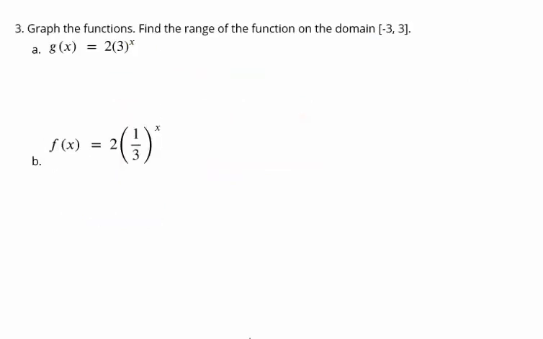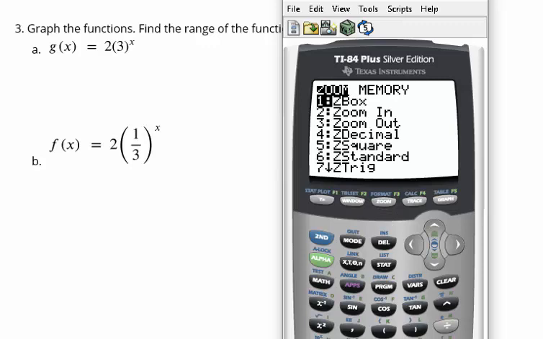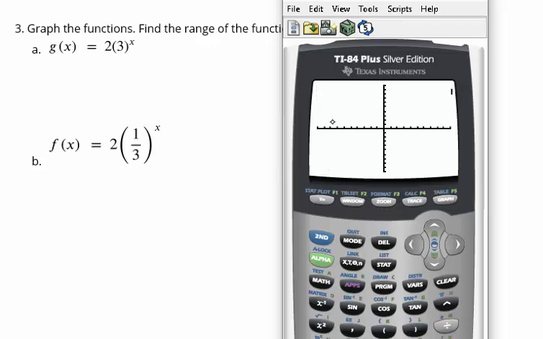Okay, for number 3, we're asked to graph the functions and then find the range of the function if you're given a domain from x equals -3 to 3. For this first one, I'm just going to enter this in y1. So 2 times 3 to the x, and if I use the standard viewing window, I should be able to see the curve. I know the y-intercept is at 2, and because b is 3, I could find some other points on the graph pretty easily.